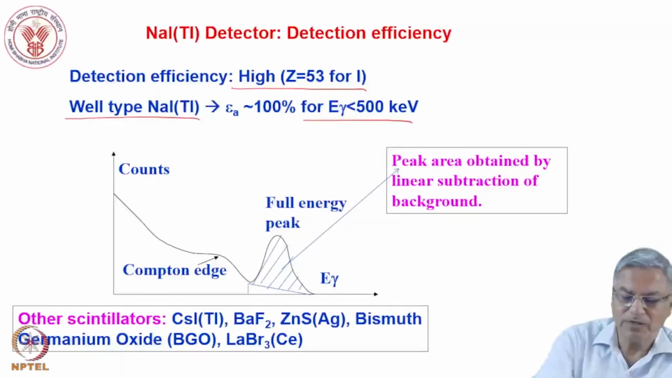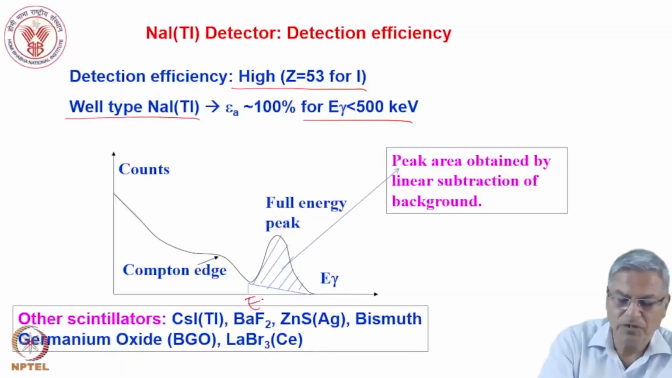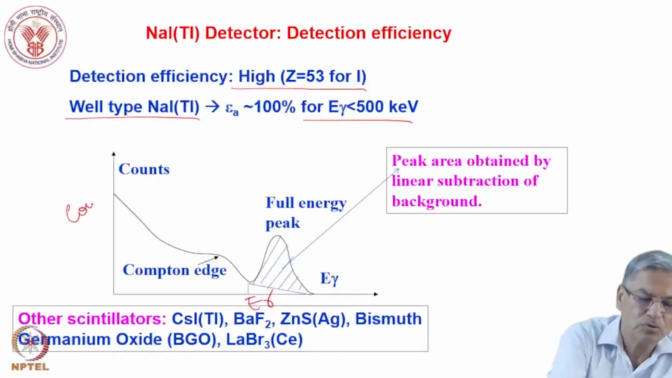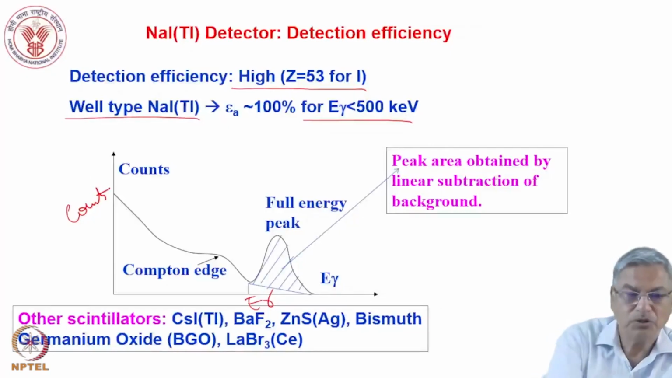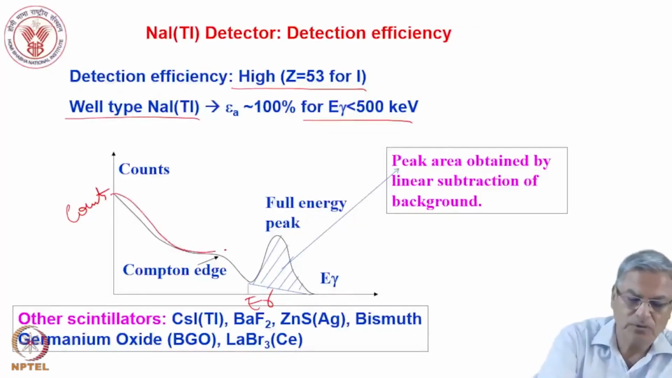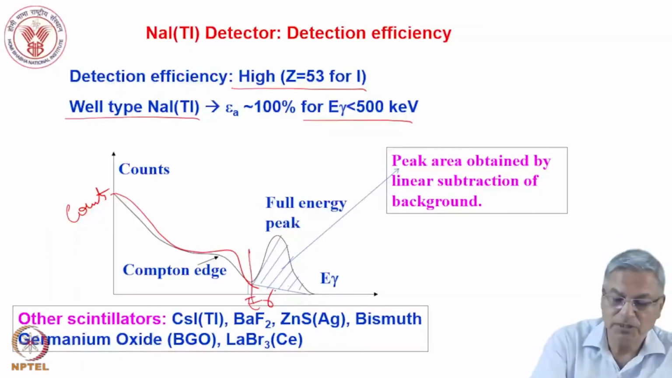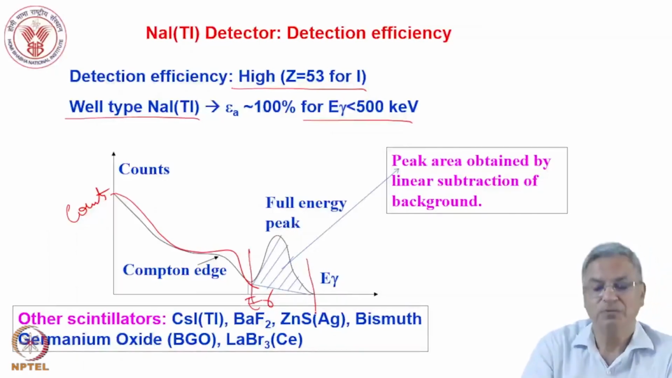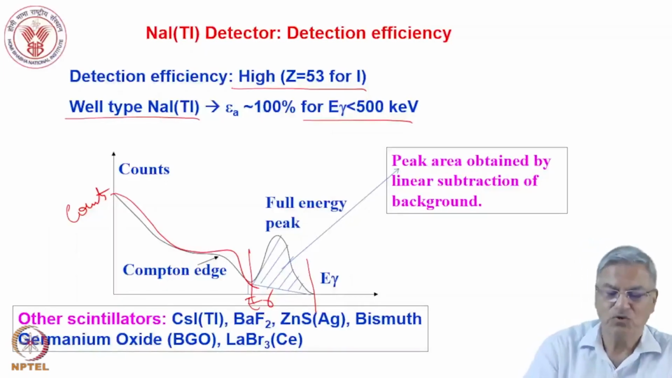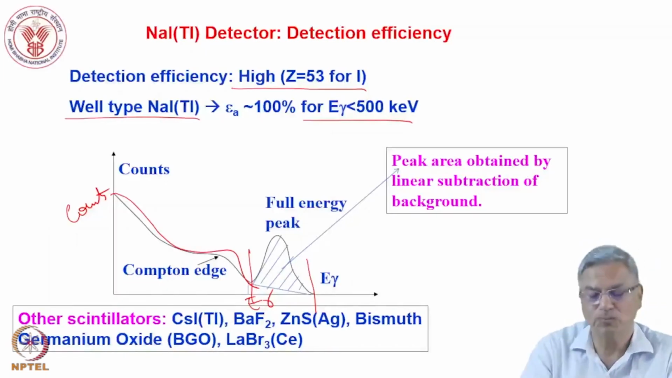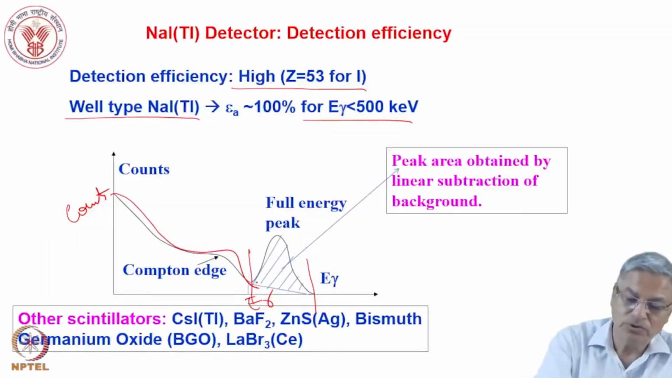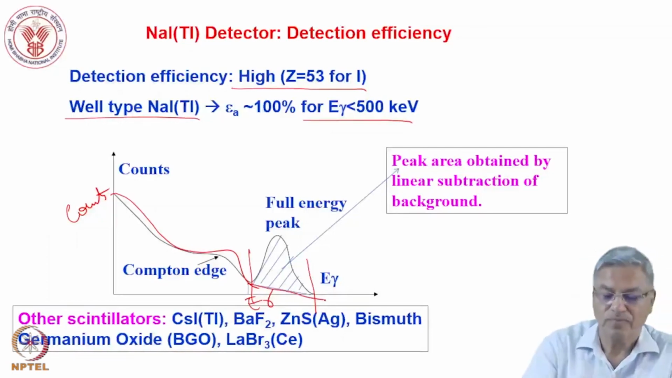So this is the typical gamma spectrum. As a function of E gamma, you have the counts, and you have this Compton edge. So you have the Compton edge, and this is called the full energy peak. This full energy peak can be due to photoelectric effect or multiple Compton scattering. So this is a broad peak because of the poor resolution, and so it is sitting on a background.